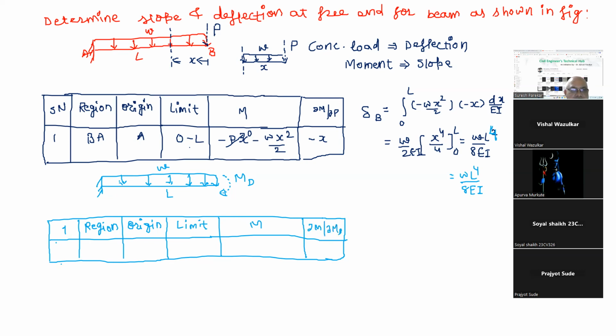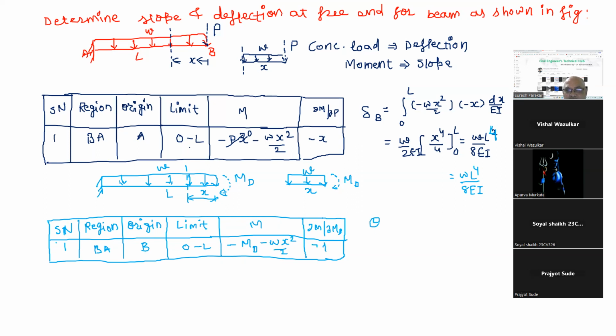So we have serial number 1, region will be BA, origin B, limit 0 to L. So we have to again take X from here. And then consider that portion outside, so this will be empty, and we have this as x, this is w. Then what will be the value of M? Minus Md minus wx square by 2. And dM by dMd will be minus 1.